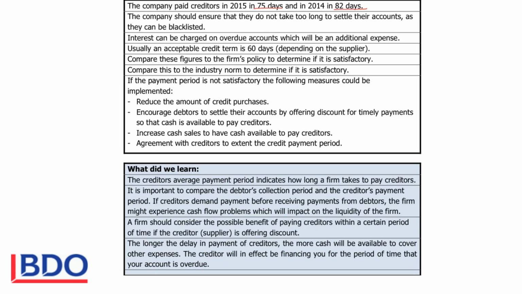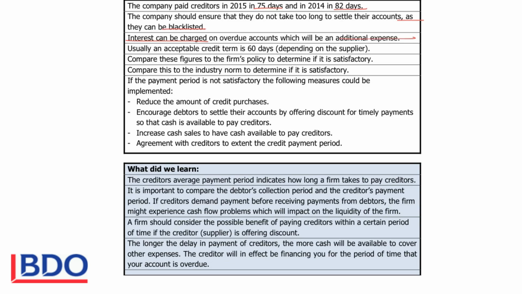The company should ensure that they don't take too long to settle the accounts, as they can be blacklisted. So it's very important to determine what your credit terms are so that you comply with those terms. Interest can be charged on overdue accounts, so it means the creditors can charge us interest that will cause additional expenses and decrease the profit.